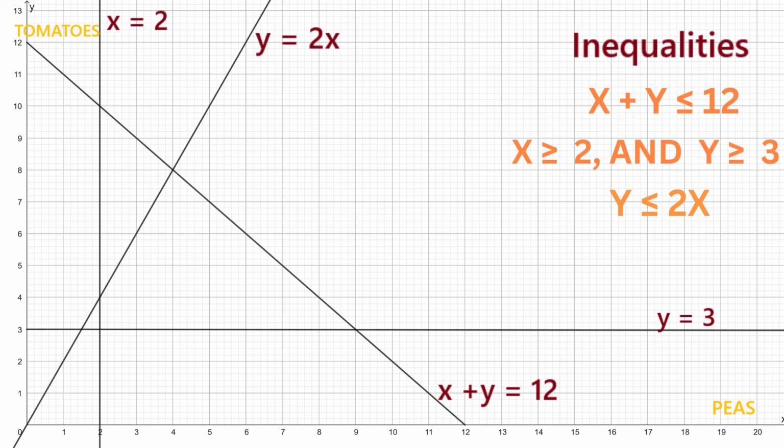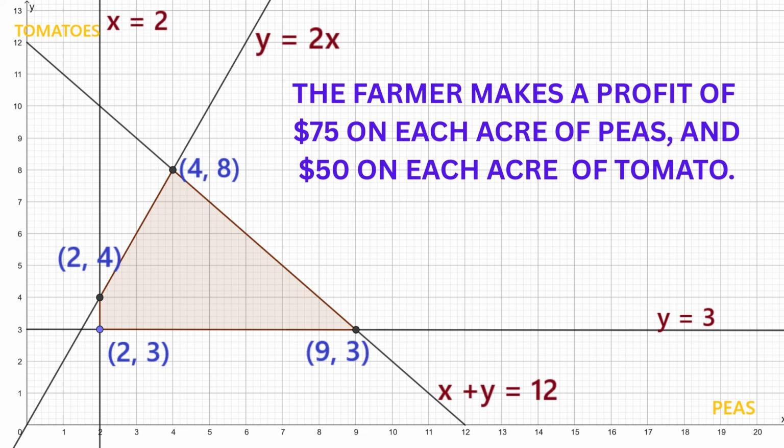The region that satisfies all 4 inequalities will be below the line y equals 2x, since the inequality is y less than or equal to 2x. We have 4 corner points from the shape formed. The farmer makes a profit of $75 on each acre of peas and a profit of $50 on each acre of tomato. Therefore, the profit function is P equals 75x plus 50y.